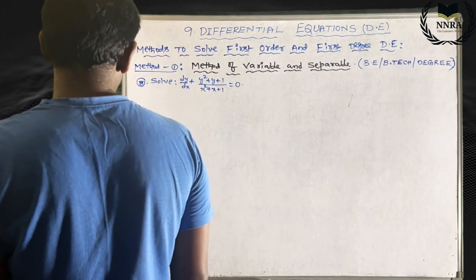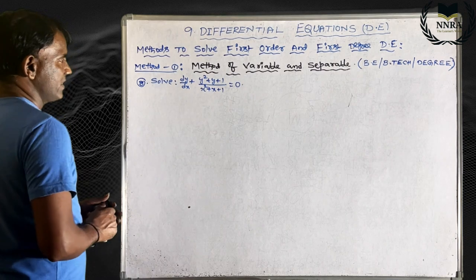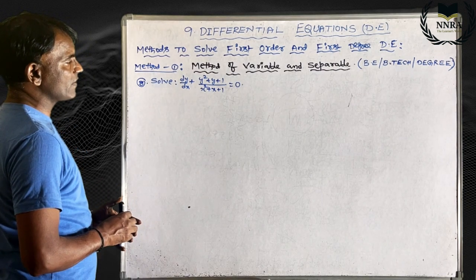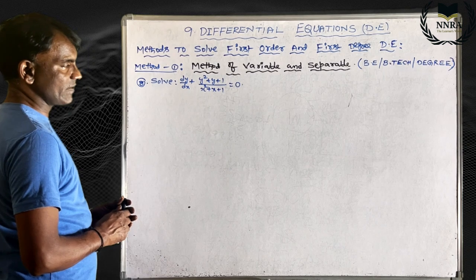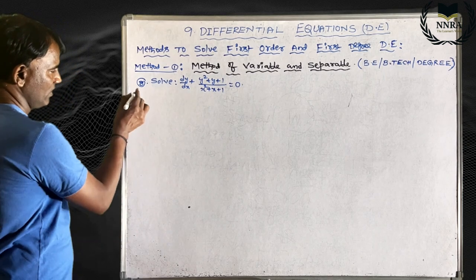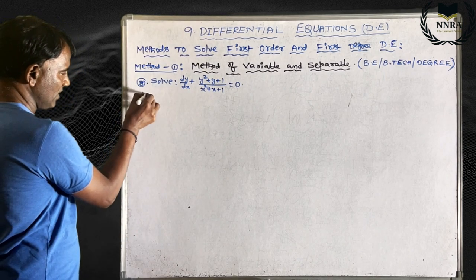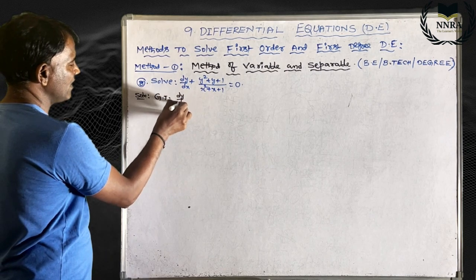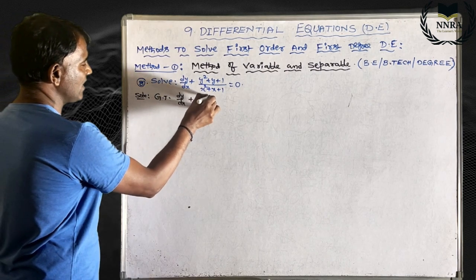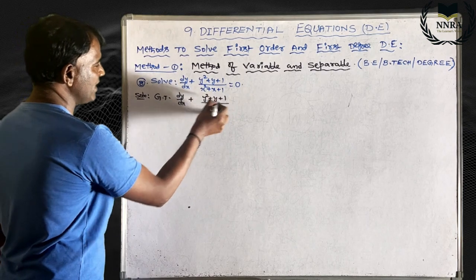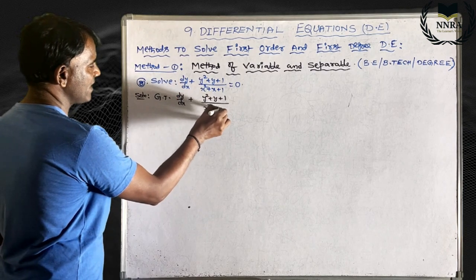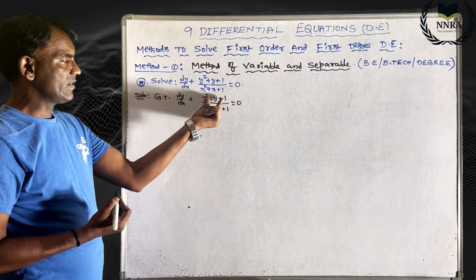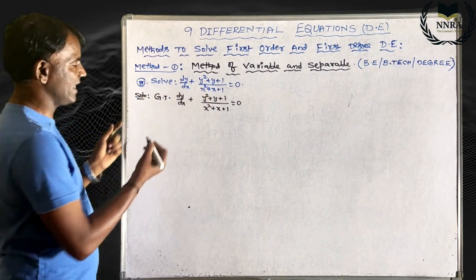See, now this is the 8th question. Solve dy by dx plus (y square plus y plus 1) divided by (x square plus x plus 1) equal to 0. So it's also very simple. What is the given equation? Dy by dx plus (y square plus y plus 1) divided by (x square plus x plus 1) equal to 0. Do one thing, write this whole y term this side.